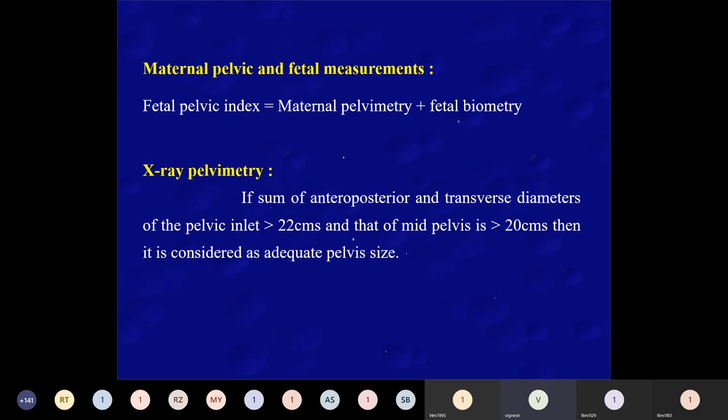And then the fetal pelvic index should be assessed by maternal pelvimetry plus fetal biometry. If the sum of the anteroposterior and transverse diameters of the pelvic inlet is more than 22 centimeters and that of the mid pelvis is more than 20 centimeters, then it is considered as adequate pelvic size.